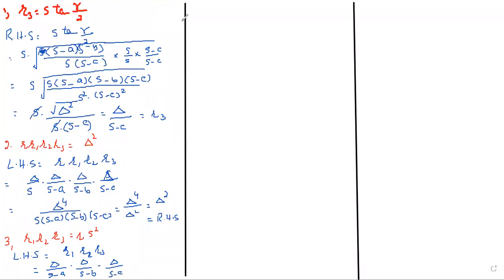So which equals delta cube over S minus A, S minus B, and S minus C. Just multiply and divide by S. This will become S delta cube divided by S times S minus A, S minus B, and S minus C. So S times delta cube over delta square.